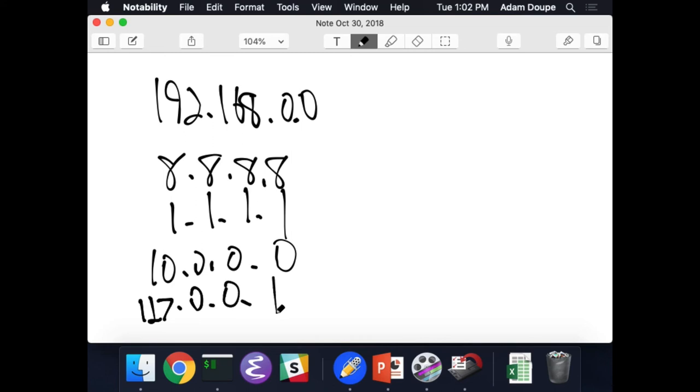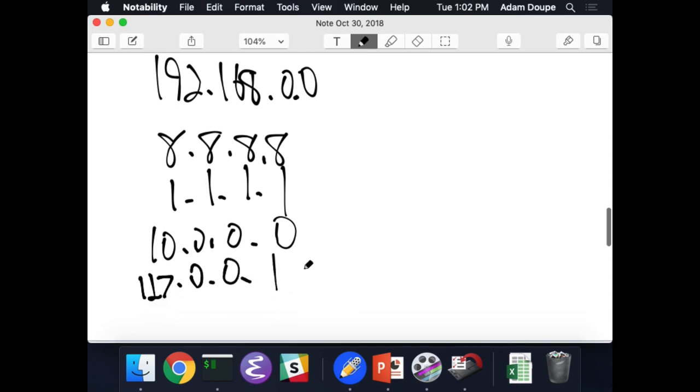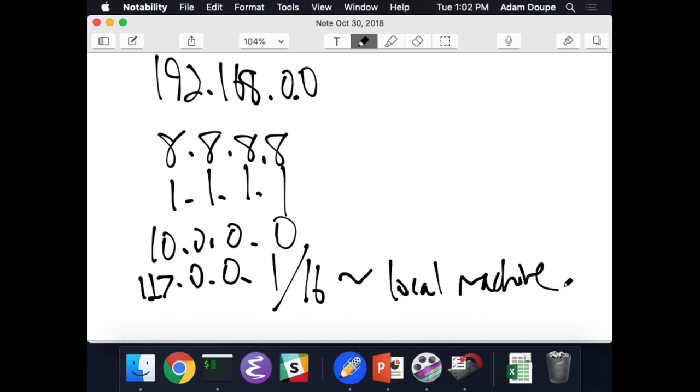127.0.0.1. Yeah, so there's a lot of numbers that are reserved or special. The 127, I think it may be a /8, but it may be a /16. It's a /16? Yeah. So this is reserved for your local machine. So nobody will route packets to 127.0.0.1, or they shouldn't, because that address does not exist on the internet.